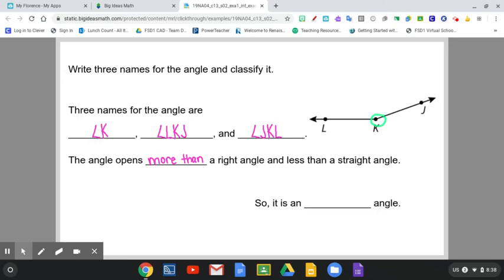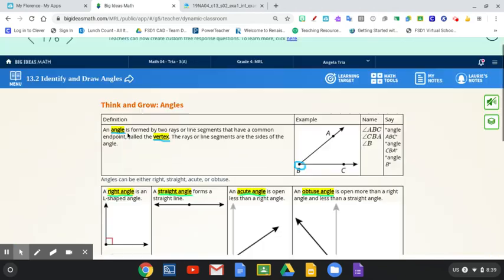So we're going to classify this angle together, and we're going to think if it is an acute, obtuse, right, or straight. I'll give you a moment to think about that. When we think about that, pay attention to it's more than a right angle and less than a straight angle. If you said obtuse, you're right. Excellent job. So we're going to go through some other examples together.